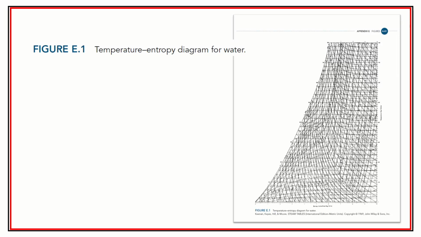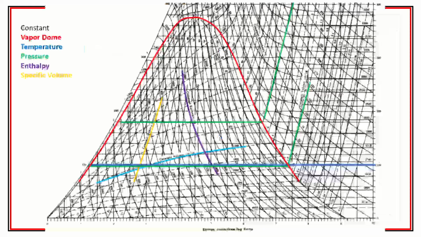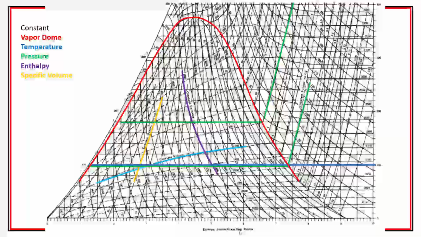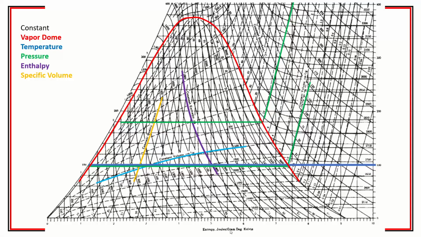Here is the TS diagram. It's in Figure E1, the temperature-entropy diagram for water. You can see the vapor dome in here. These have lines of constant things, like here's a line of constant temperature coming along, with the temperature scale over here on the right. The entropy scale is a little weird. They went joules per gram degree Kelvin, well, of course, kilojoules and kilograms, so that works out to the same value.